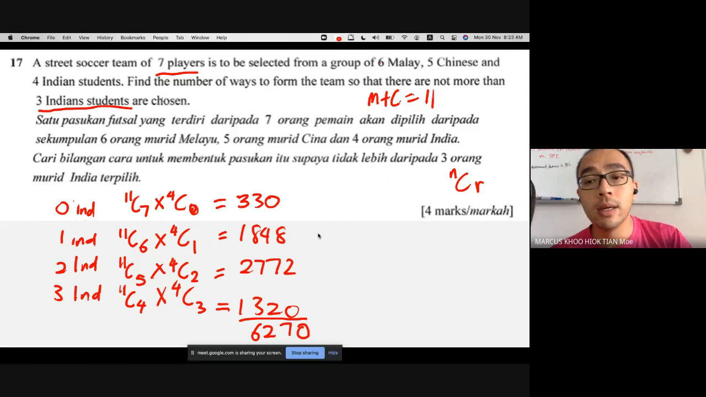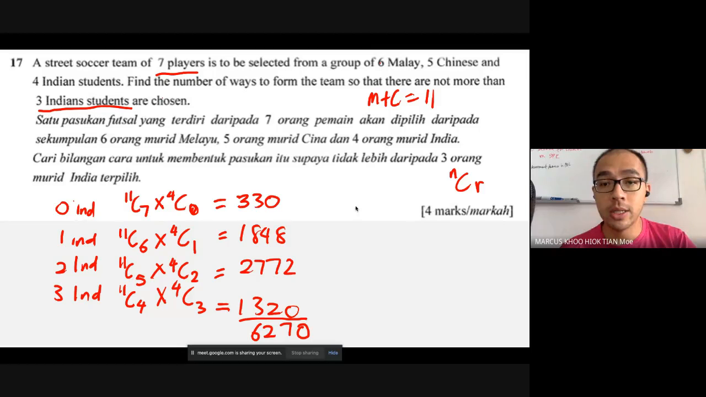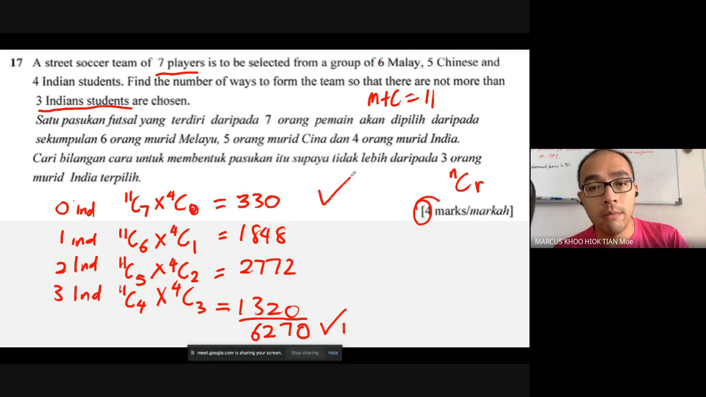So actually, this is a very good question because it's 4 marks, okay, for such a simple working. Obviously, the final answer is 1 mark. Kalau kamu tidak dapat betul, the final answer is 1 mark. Okay, and then how are the other 3 marks distributed? 1 mark for salah satu daripada ini betul. If you get 330, 1848, 2772, or 1320, I'll give you 1 mark. If you get all correct, 1, 2, 3, 4, then you get another mark.